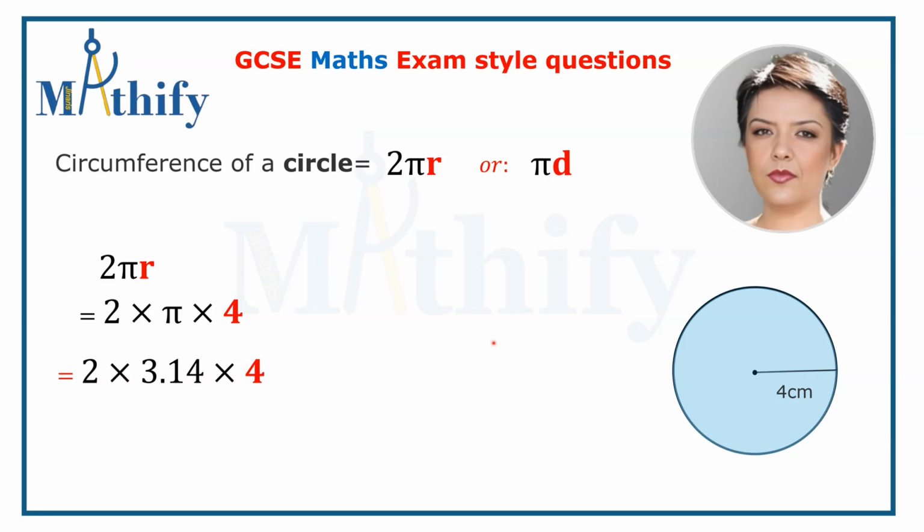Or you could write it in this format. Our diameter is 2 lots of the radius, so 4 times 2 is equal to 8. That would be 8 pi. So our circumference of a circle is 8 pi centimeters. And if we were to use a calculator for this, that would give us our final answer of 25.13 centimeters.